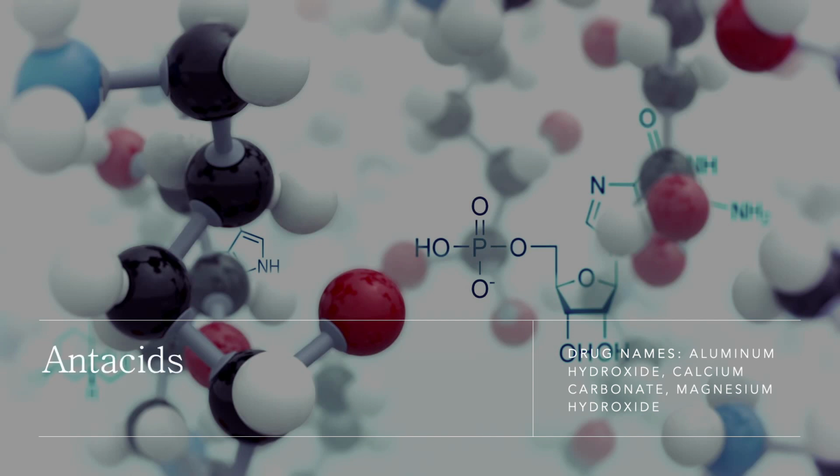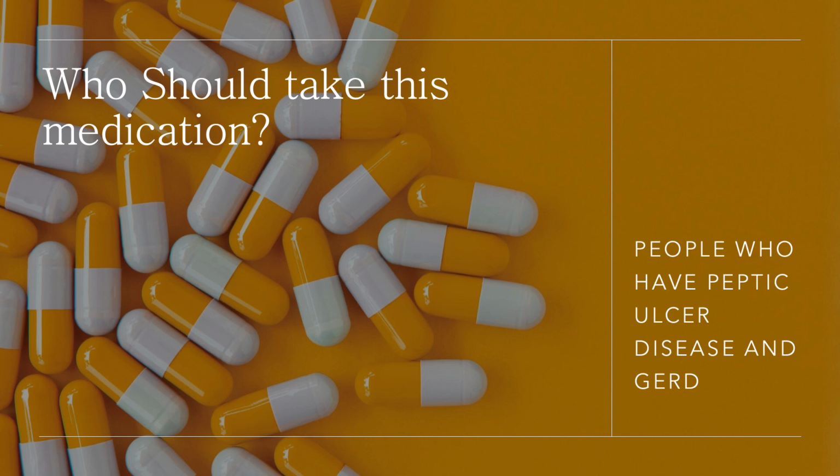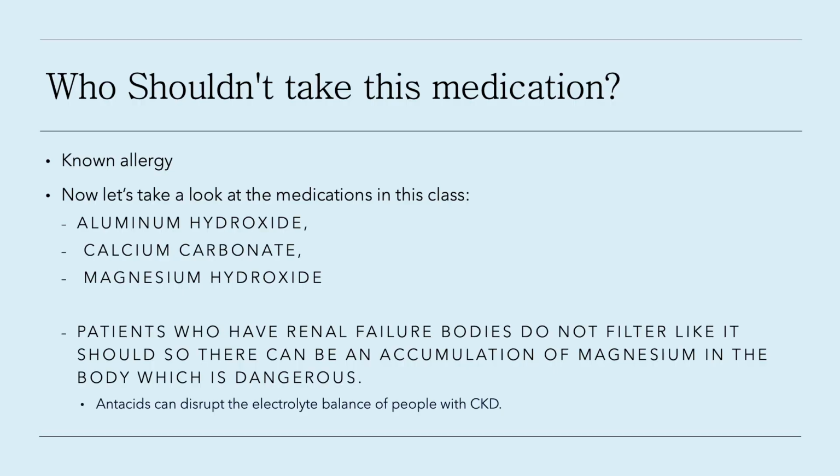So antacids, we have your drug names. We have your aluminum hydroxide, calcium carbonate, and your magnesium hydroxide. So who should take this medication? People who have peptic ulcer disease and people who have GERD. Who shouldn't take this medicine? Anyone with a known allergy. That is the rule for all drugs. If anybody has a known allergy to a medication, we're not going to give it to them.